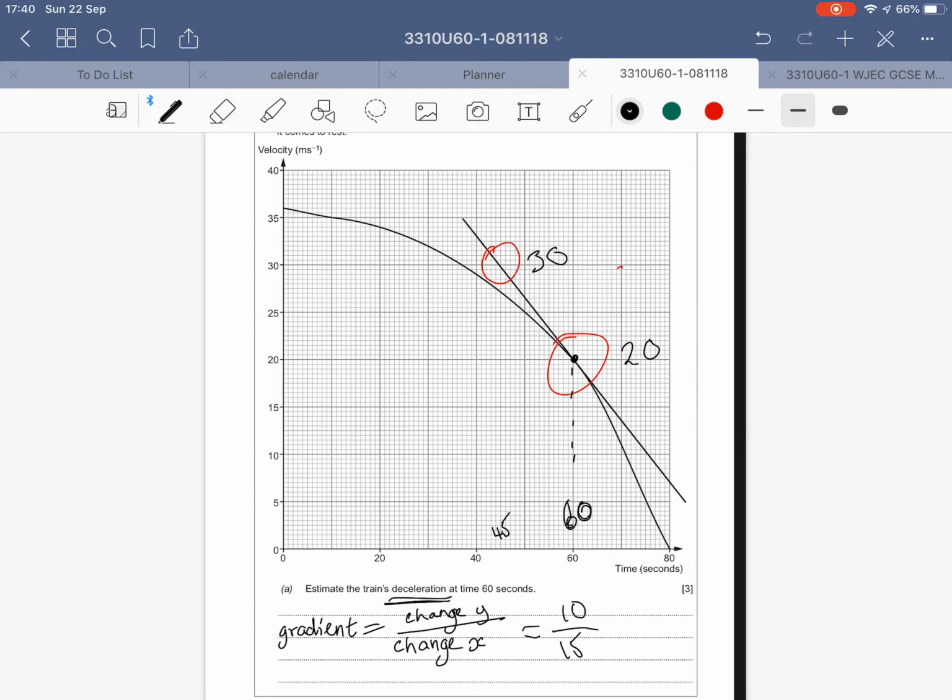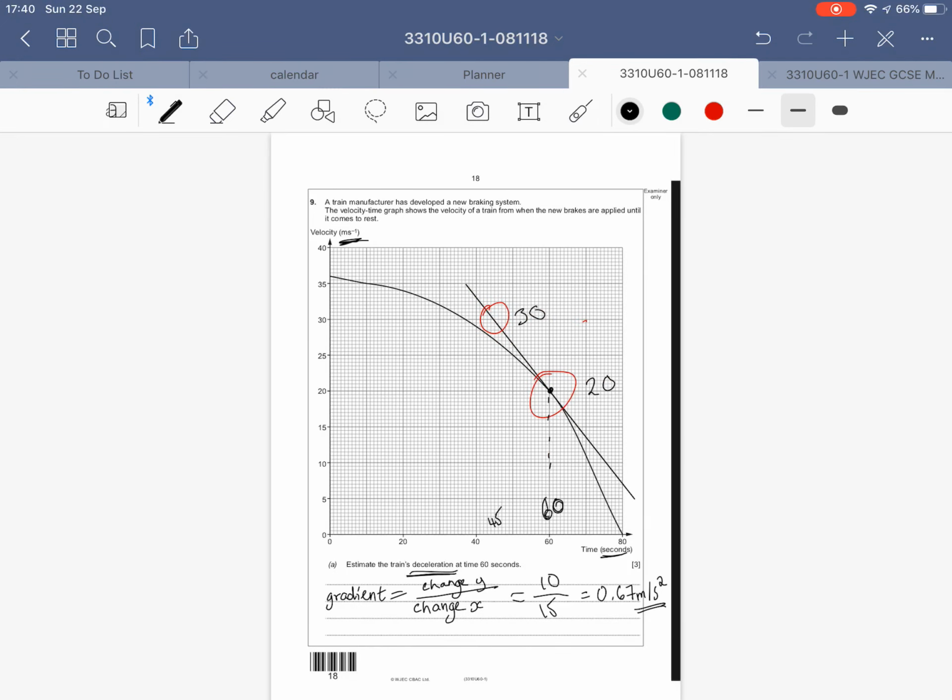So that is 15. As long as the examiner can see that you're doing this, that you're changing y over changing x, then that's fine. So that's 0.66666, which I'm going to put as 0.67, and it's in meters per second, so it's meters per second squared. As long as the examiner can see your tangent and your lines going across or down, they'll give you the full marks. So if you've got 0.67 and the person over there has got 0.24 or something, as long as they can see that you've done it correctly, then that's fine.